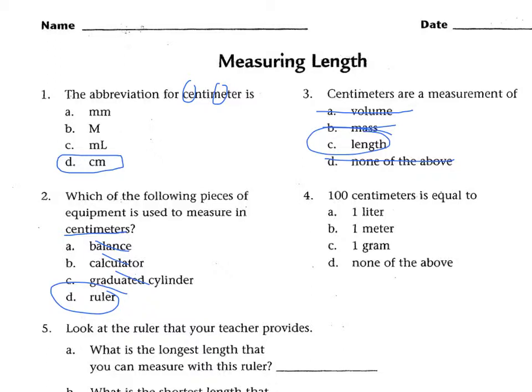And for question 4, 100 centimeters is equal to. Now, in order to understand this, you need to know that 1 centimeter is equal to 1/100th of a meter. So if you divide 1 meter into 100 parts, you get a centimeter. You can never go from meters to liters or from meters to grams. So liter is incorrect and gram is incorrect. If you have 100 centimeters, you have 1 meter.